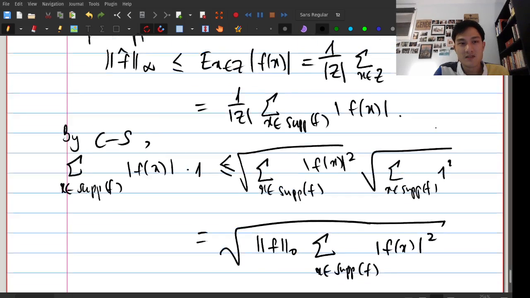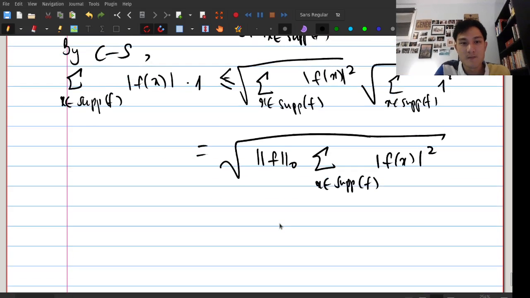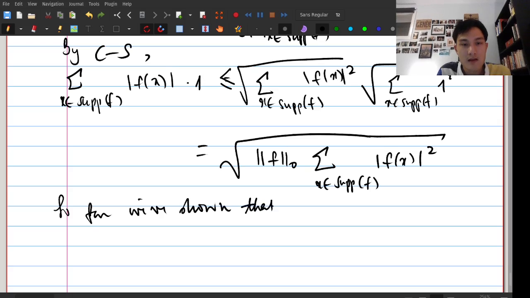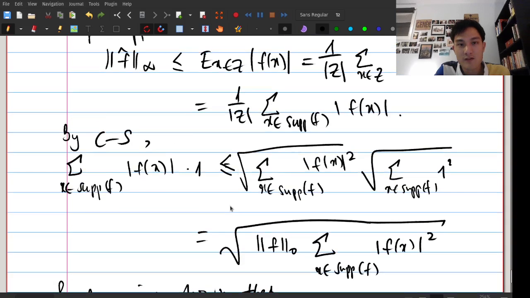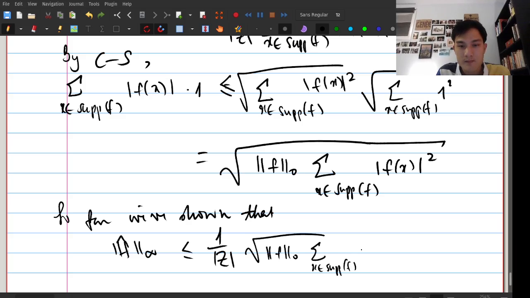Okay, so things are starting to pop out. Let's just say what we've done so far. We've shown that the f hat infinity norm is less than or equal to 1 over |Z| times this thing, 1 over |Z| times the square root of the sum of |f(x)| squared.